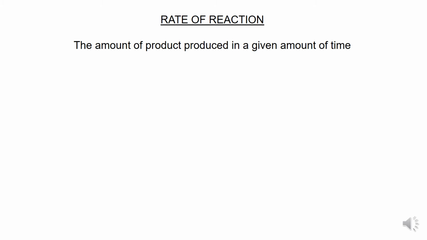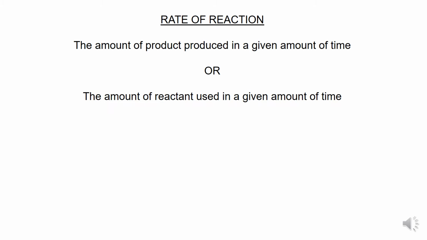So we think back to GCSE, we had a definition for rate of reaction. And you might remember that it's the amount of product produced in a given amount of time, or the amount of reactant used in a given amount of time. Now, unfortunately, that isn't actually the definition we want at A-level. There is a different definition which does actually come up at GCSE as well.